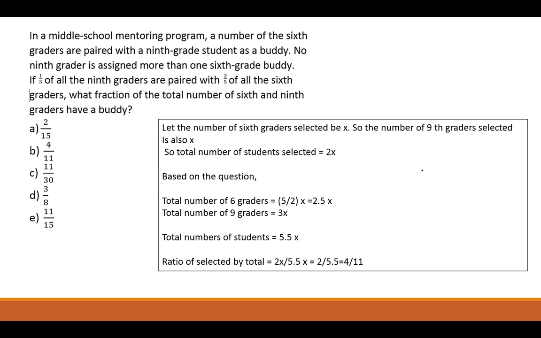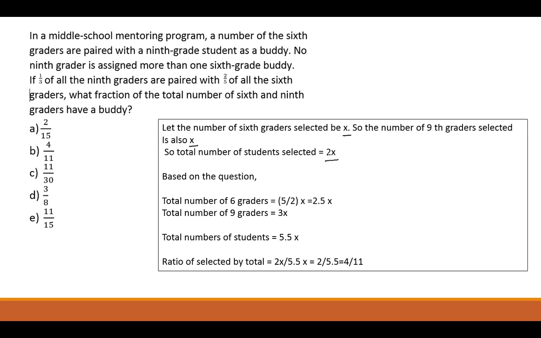You start with the number of sixth graders that were selected. Basically that number is just x, and because every sixth grader is paired to a ninth grader, the number of ninth graders selected will also be x. Total number of students selected will become 2x.